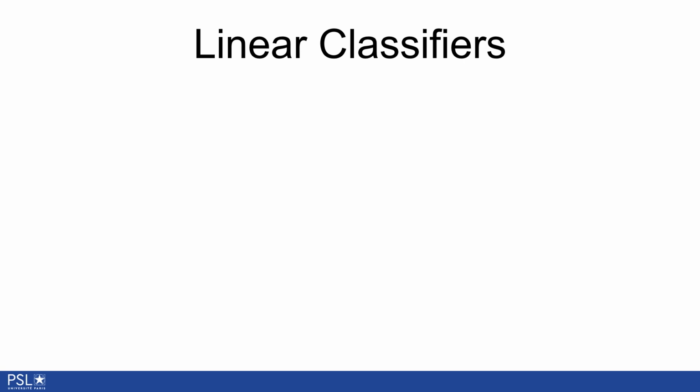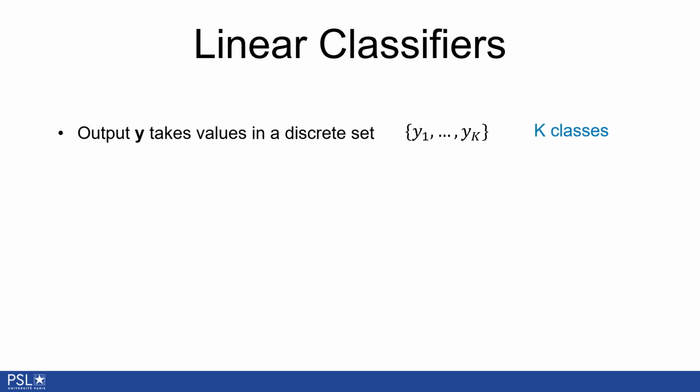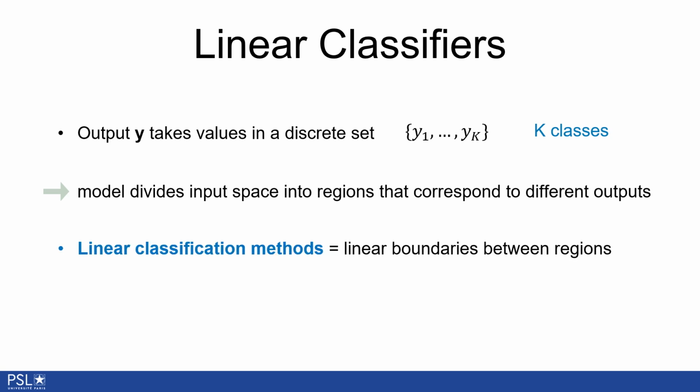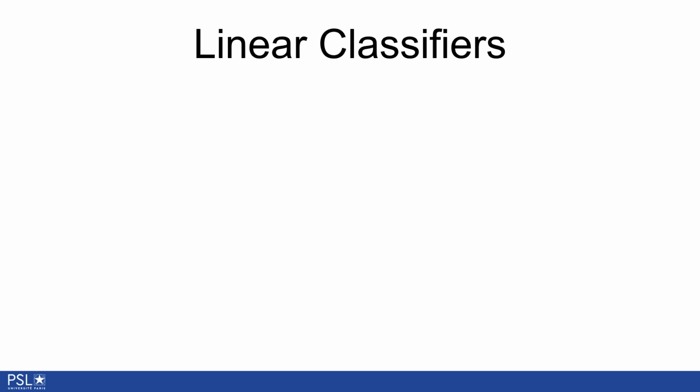We've considered situations in which the model maps inputs onto an output y that takes values in a discrete set of capital K values, which we call y1 to yk. And each of these output values defines a class. This implies that the model effectively divides the input space into separate regions that correspond to different output values. Linear classification methods correspond to models in which the boundaries between those regions are linear.